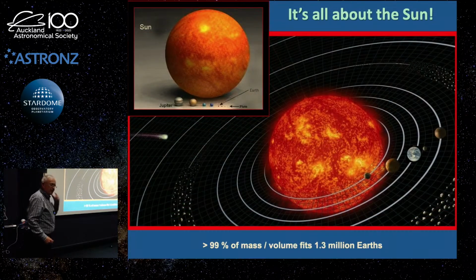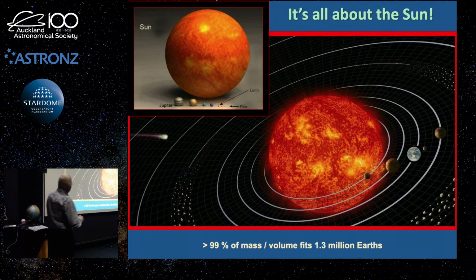Just putting, because the sun is so important, into the centre of the solar system, putting it into perspective. And here's a size scale diagram of the sun next to the planets Jupiter, Saturn, Uranus, Neptune. There's a little Earth there. Someone's put Pluto in there, bless them. We won't go there, but look at the size of it.